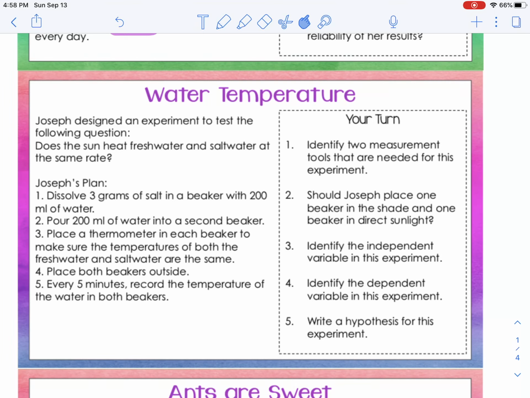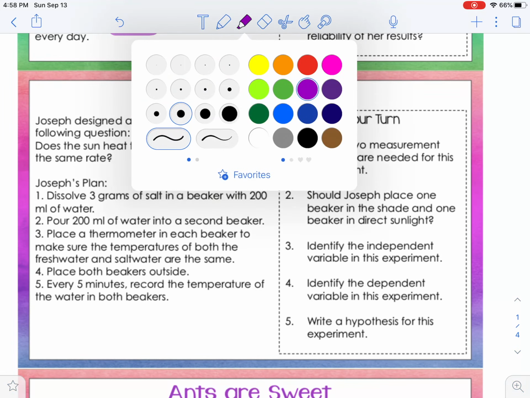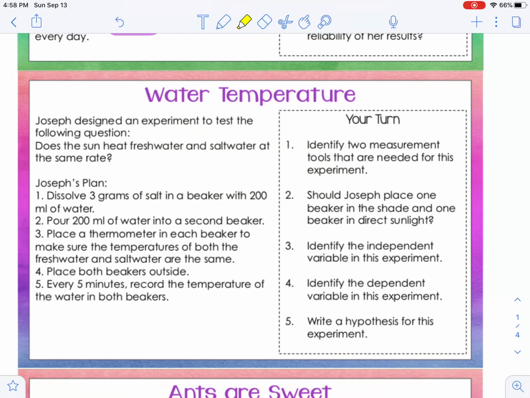And then we're going to place both beakers outside. Every 5 minutes, record the temperature of the water in both beakers. All right, so identify 2 measurement tools that are needed for this experiment. I see that Joseph is going to dissolve 3 grams of salt, and gram is a mass, and we're going to use a triple beam balance to figure that out. And we're going to have 200 mils of water, so that is going to be a beaker. And then we are going to be measuring our temperature, so we need a thermometer.